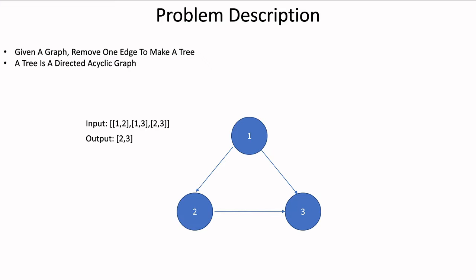First, what is the problem? You're given a graph, and you have to remove one edge to make this graph a tree. A tree is defined as an undirected acyclic graph. For example, you're given this input, where 1 is connected to 2, 2 is connected to 3, and 1 is connected to 3. You see, if you remove 2 connected to 3, then you get a tree. So you return 2 and 3.